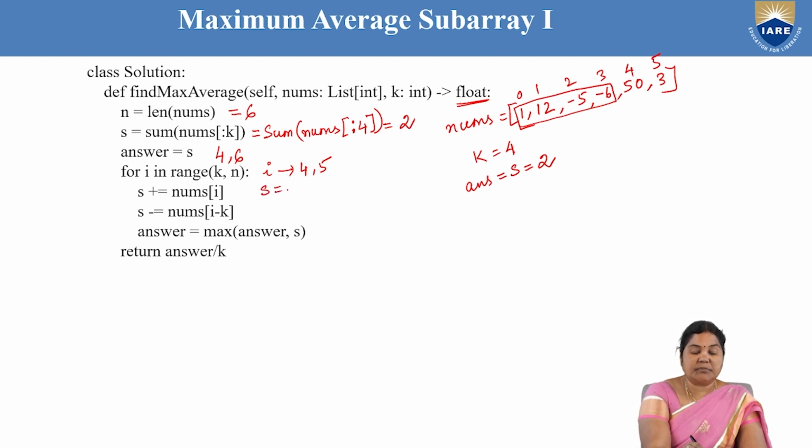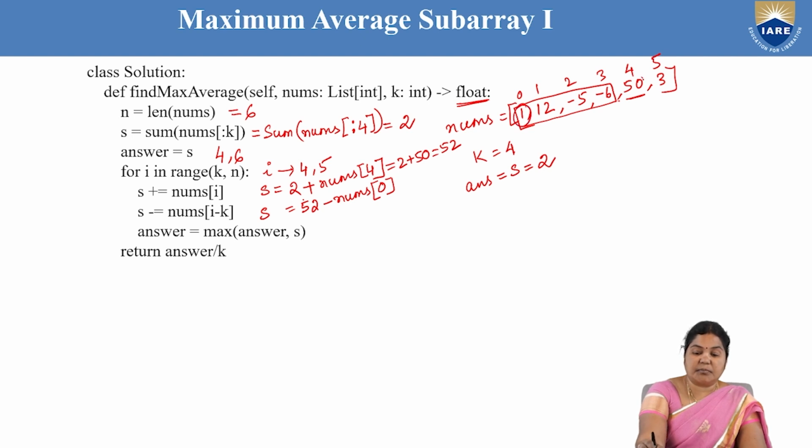Sum is equal to sum plus nums of i, so 2 plus nums of 4. This sum we already know, and just the fourth element we have to add. So it is 2 plus 50, which is 52. Now, the first value you have to subtract. So s is equal to s minus nums of i minus k. i is 4, minus 4 is 0. So this one you have to subtract, this one you have to add. So it is 52 minus 1, which is 51.